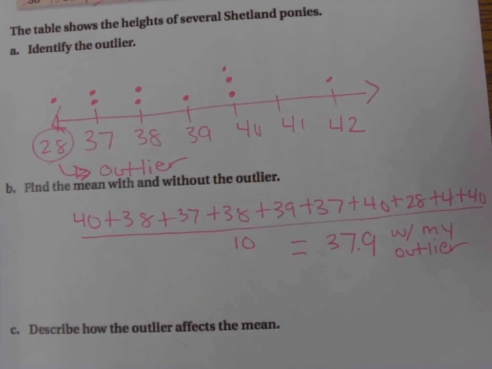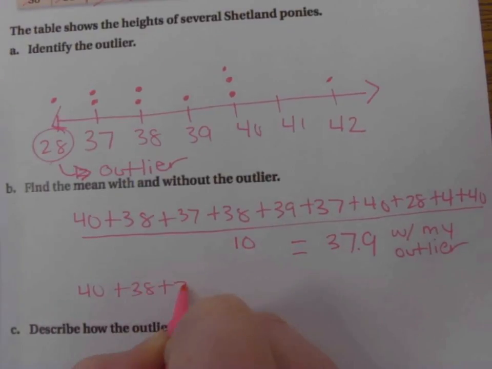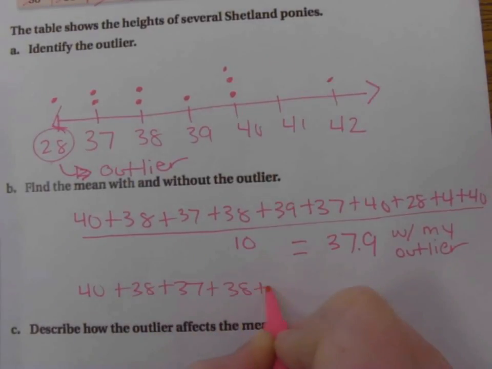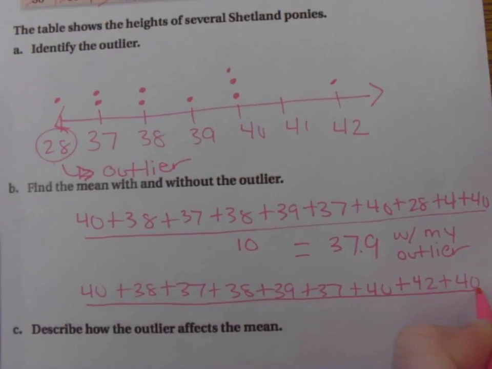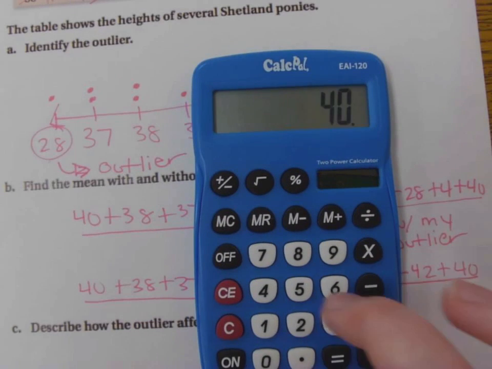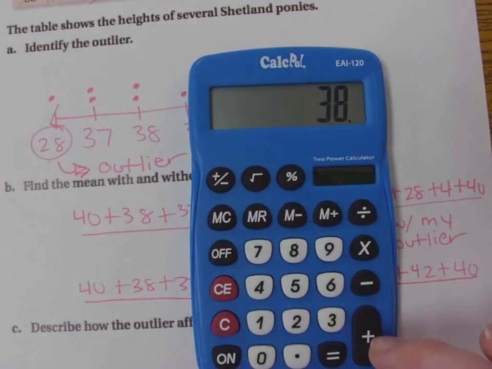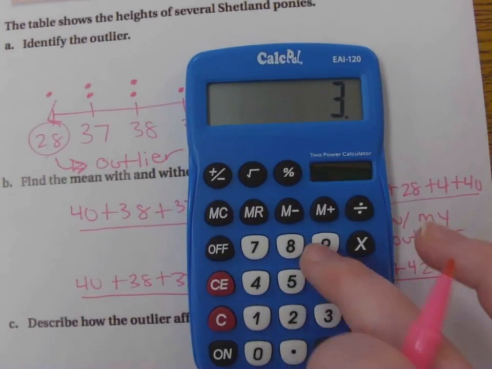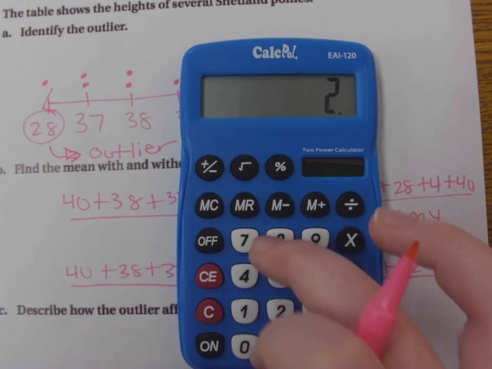Now let's calculate it if we took the outlier out. We're going to take out that 28, because that's our outlier. We're going to add all of them up again without that 28 to see what the difference would be with and without the outlier, and how that affects our mean. Now instead of 10 data values, I have 9. You can also just take the value that you had before and subtract the outlier. You can do either.